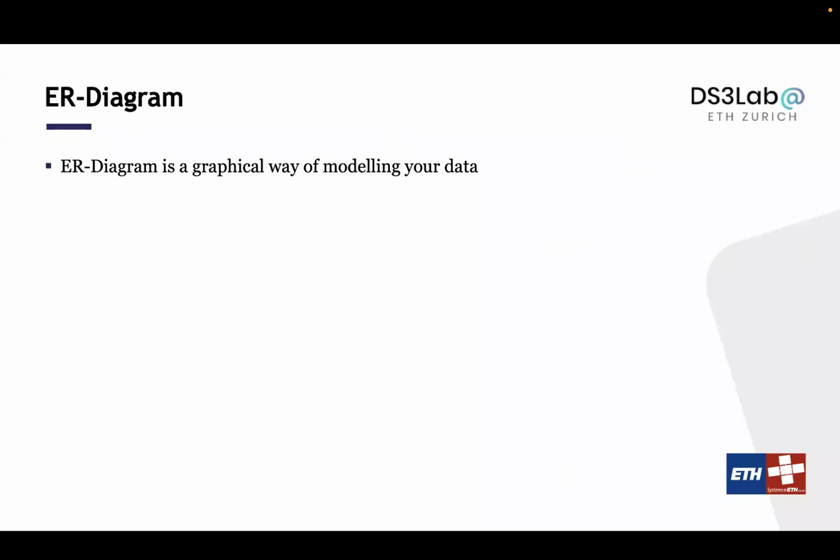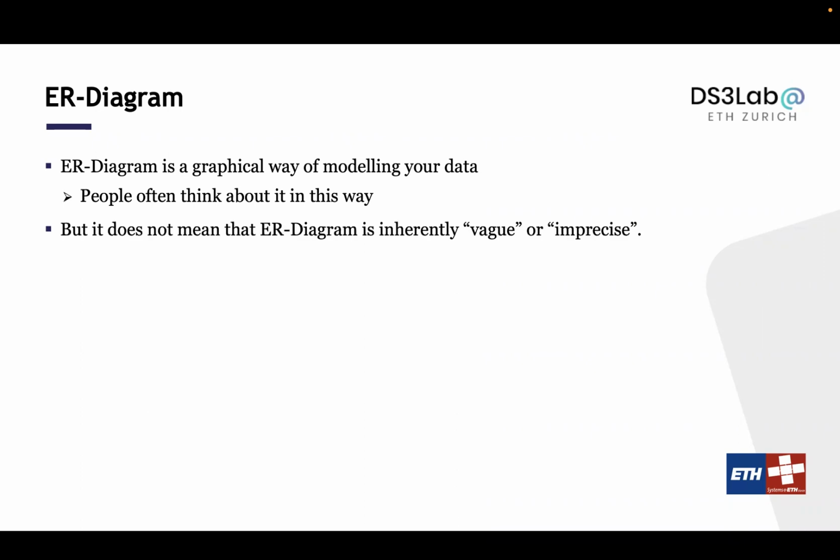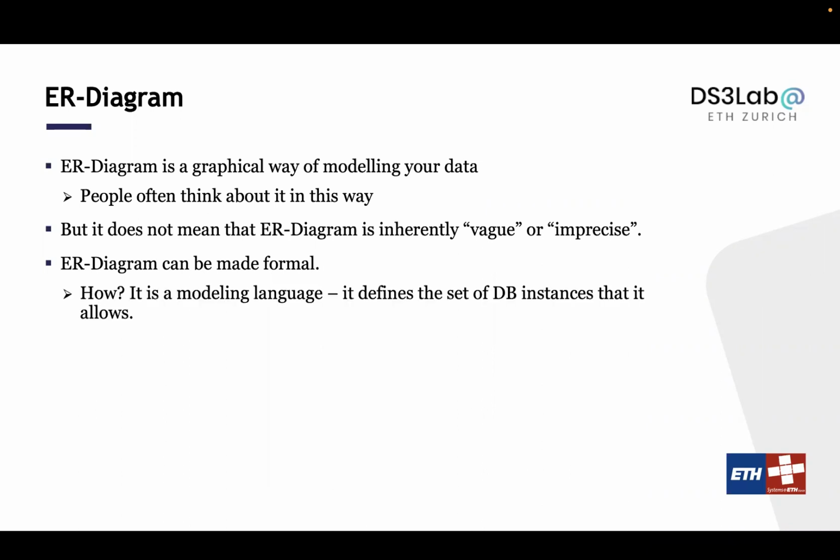But one thing that we realized is that if you only teach this graphical way of modeling data, many people will think that it's inherently vague and imprecise because all you have is a whole bunch of things drawn on a piece of paper. But that's not true. What's important is to realize the entity relationship diagram is a very, very precise and formal language. And to make that point, we are going to talk about the formal semantics of the entity relationship diagram. When you draw that diagram on a piece of paper, what are you actually trying to formally say to the rest of the world?